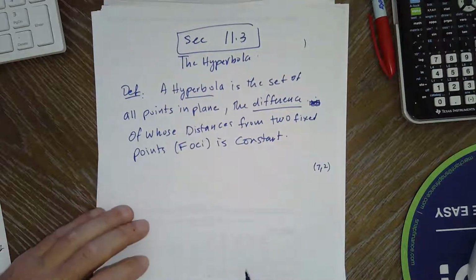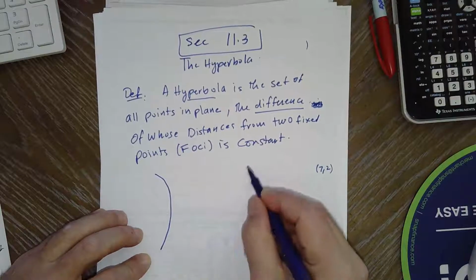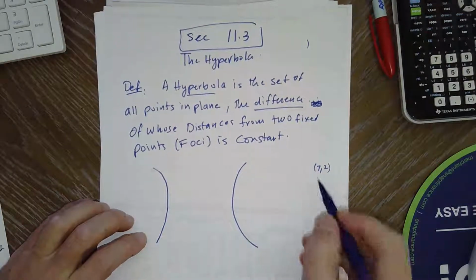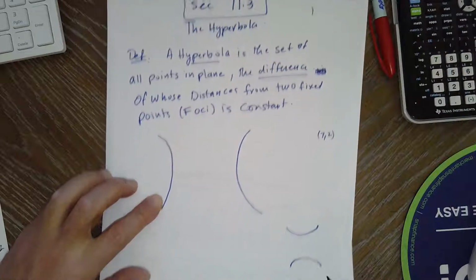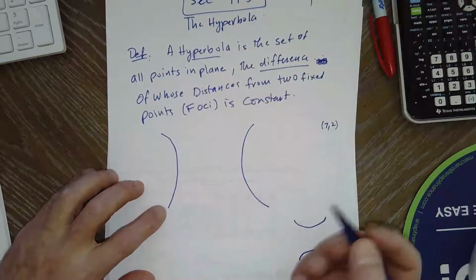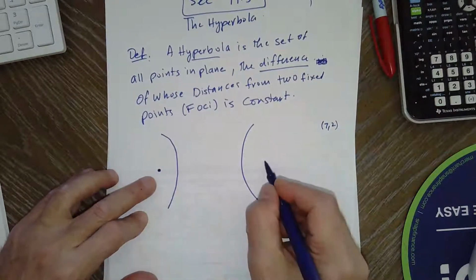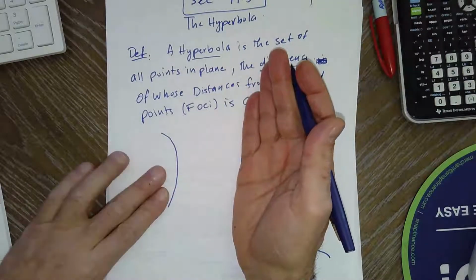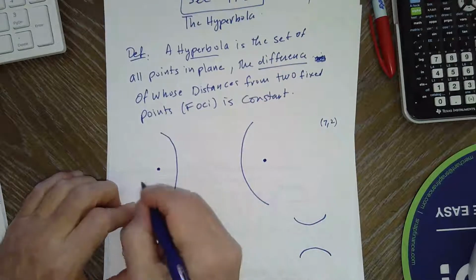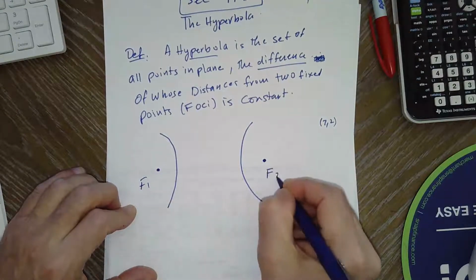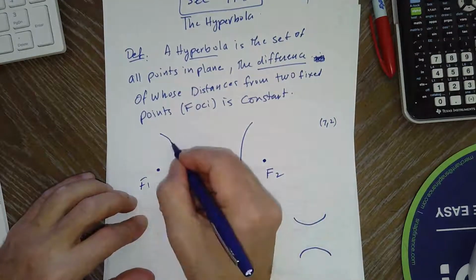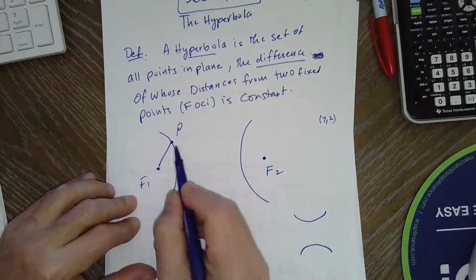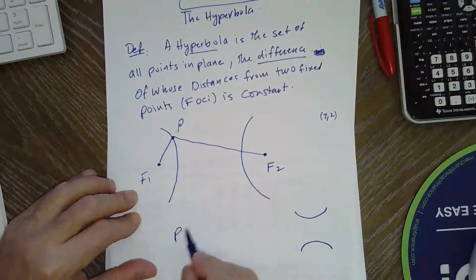A hyperbola has two branches, like two parabolas. It's either going to open right and left, or it's going to open up and down. If it opens right and left, the foci are inside. In a parabola, there's just one focus, one branch. In a hyperbola, there are two foci, one for each branch. So if you pick any point on the hyperbola, PF1 minus PF2 in absolute value is a constant.